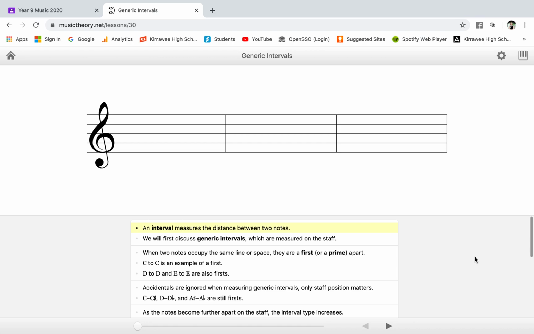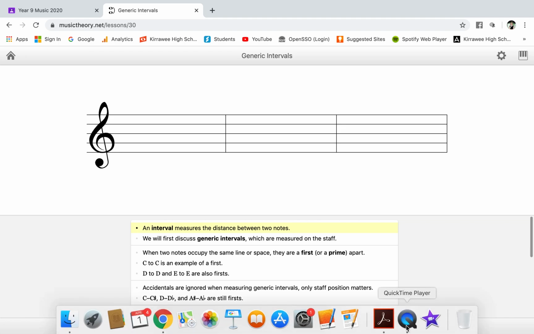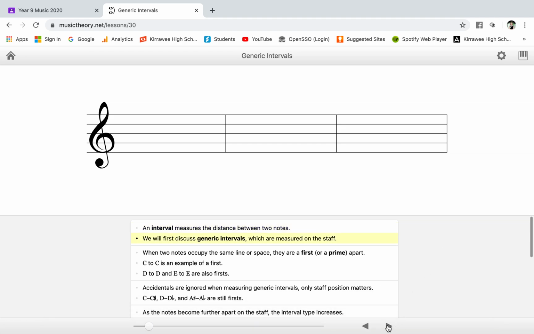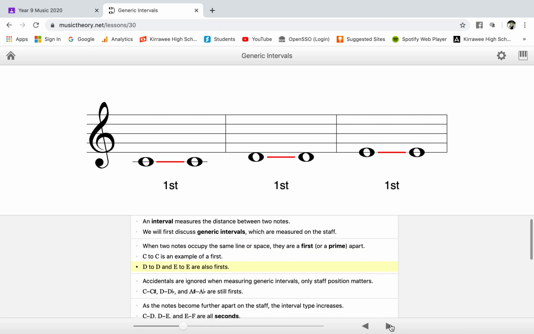So, an interval measures the distance between two notes. We're going to talk about what's called generic intervals, which are measured on the staff. So, you'll see what I mean. When two notes occupy the same line or the same space, they are what we call a unison. Right, so if there's one next to each other, then that's what we call a unison. This computer calls it a first. These are also unisons.